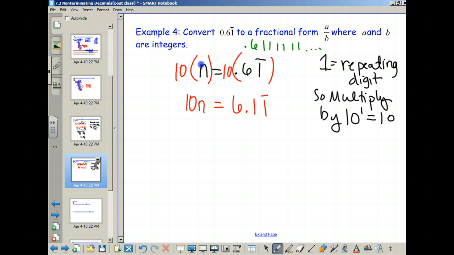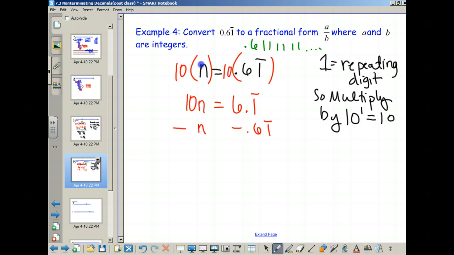Because in a minute here, I'm going to subtract, and I want to subtract off the repeating parts, which means the repeating parts have to line up. So watch what would happen if I failed to do this. So let's say you forgot that fact, and you wrote it like this. Because this is also equal. It's just unhelpful for my next step. Watch what happens. So the next step is always to subtract n. N is equal to 0.61 repeating. And the 1 repeatings don't line up. With me? They need the 1 repeating to line up, so when I subtract, they completely subtract off.